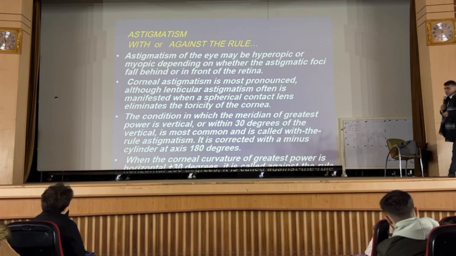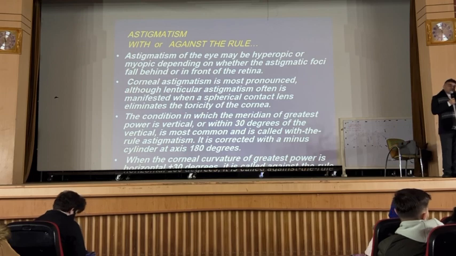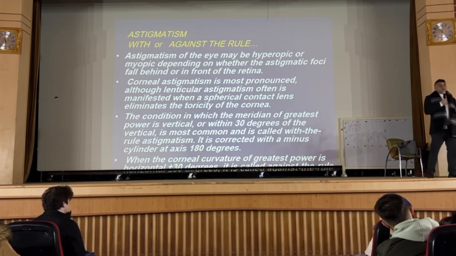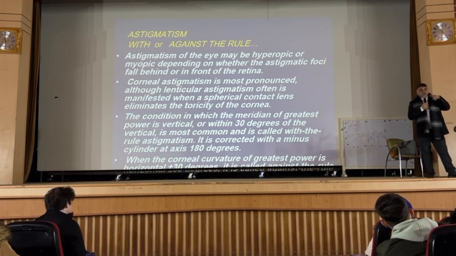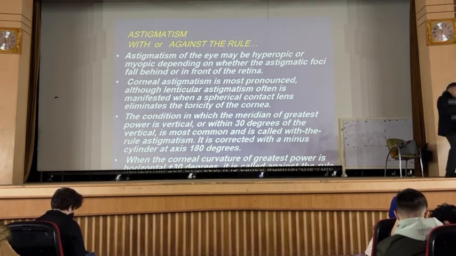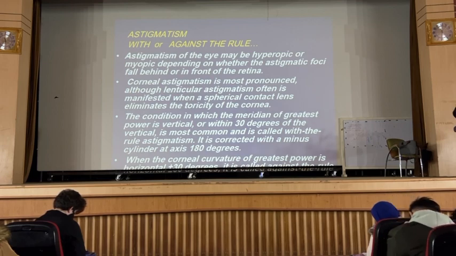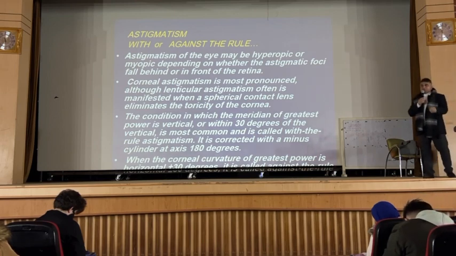And we have astigmatism with the rule and astigmatism against the rule. Normally, our upper lid and lower lid will press the eyeball, so the vertical curvature is more than the horizontal curvature, and the cornea becomes oval. Again, in astigmatism the vertical axis is more than the horizontal; it's called with the rule astigmatism. If it is reverse, it's called against the rule astigmatism. Is it clear? A little bit.